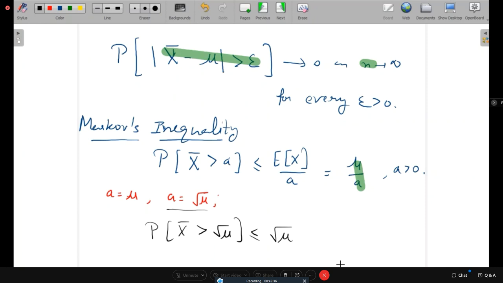No, but here it is less than equals to. You keep an eye here, it's a less than equals to. So even if it is more than 1, it's still true. Suppose mu is 2, what is square root of 2? 1.414. So probability that x will get the square root of that, 1.414, is less than equals to 1.414. It is true, because probability is always less than 1, so it's strictly less than even. It's not a problem.